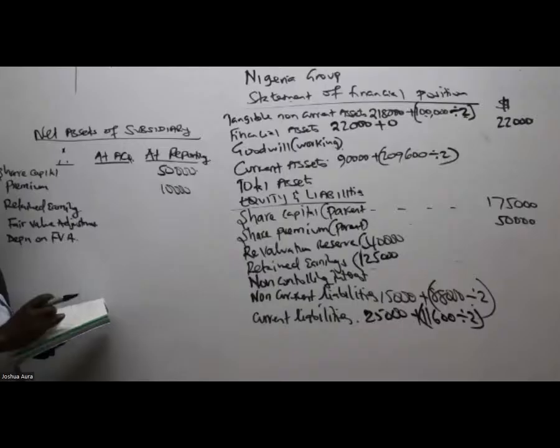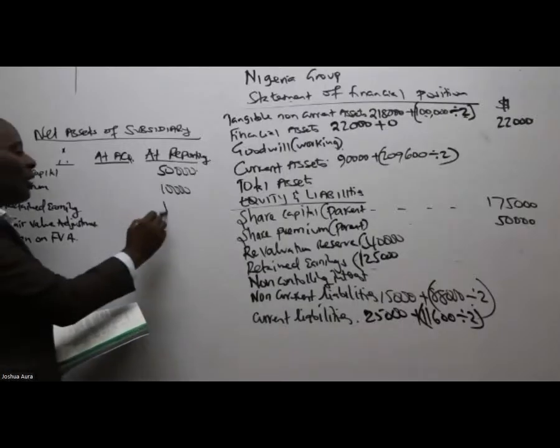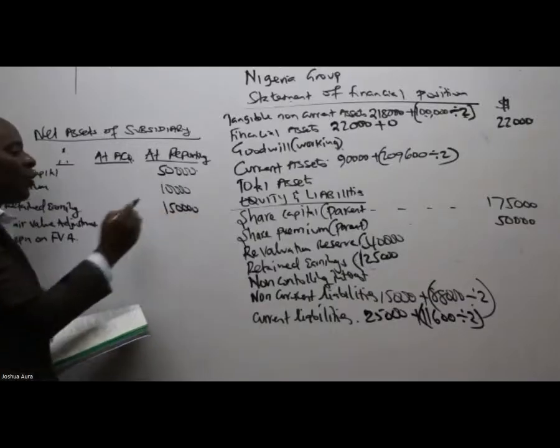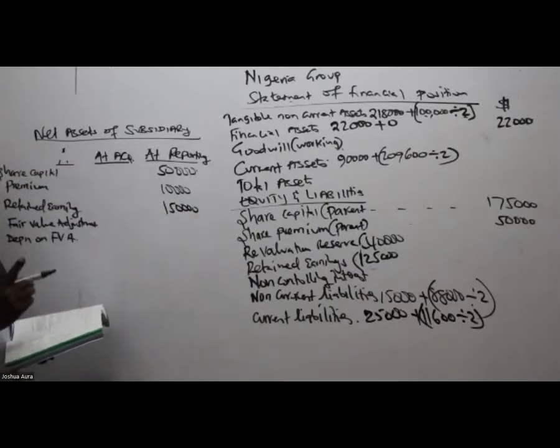I can see retained earnings. Retained earnings, what do we have, ladies and gentlemen? Retained earnings, we have 150,000 at the end.